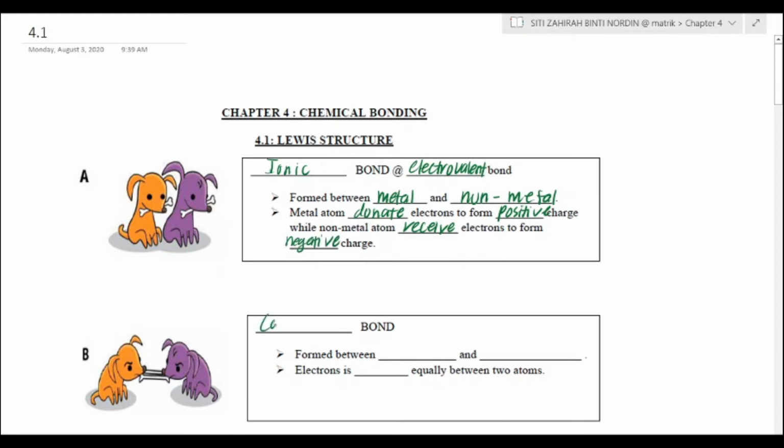Second bond is covalent bond. It is formed between non-metal and non-metal, where electrons are shared equally between these two atoms.